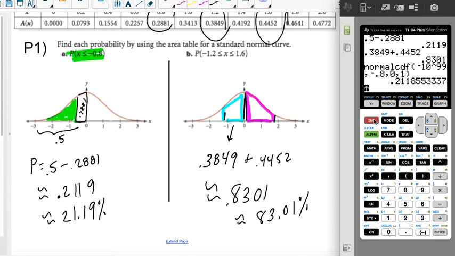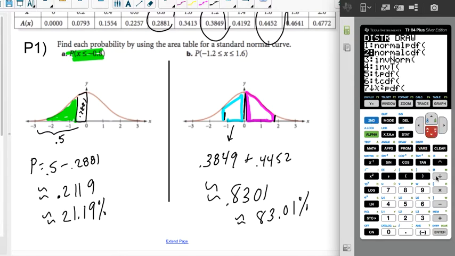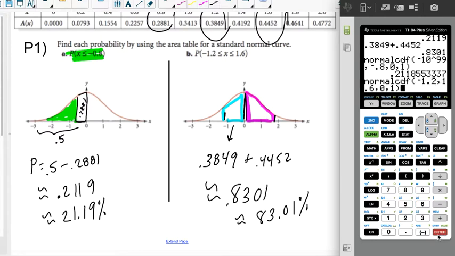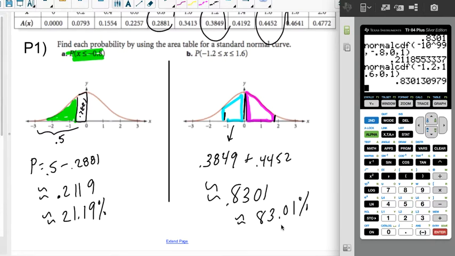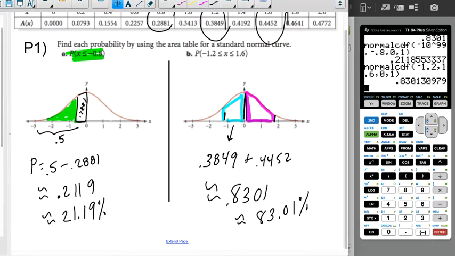And I could do the same thing here. I could do second distribution, go to normal cumulative distribution function, CDF. I'm starting at negative 1.2. Sorry, it's been a long day of video recording and my brain is a bit fried. All right, I go to 1.6 and there we have it. And sure enough, I get the same answer. So again, that's just another way to deal with it if you want.